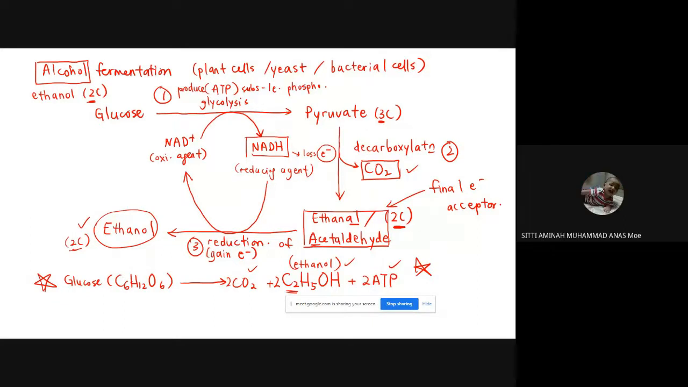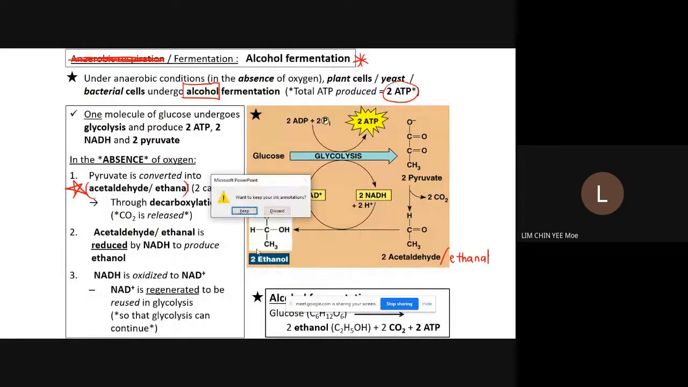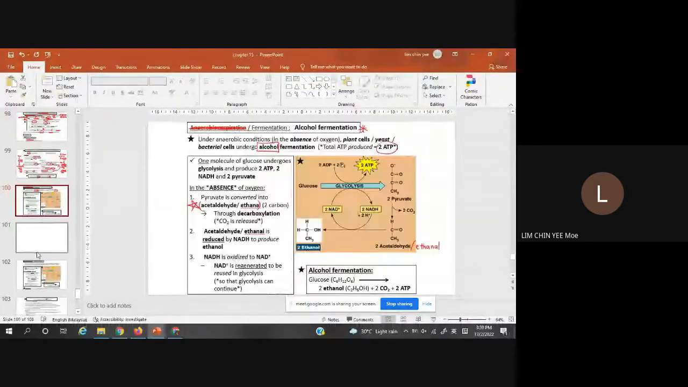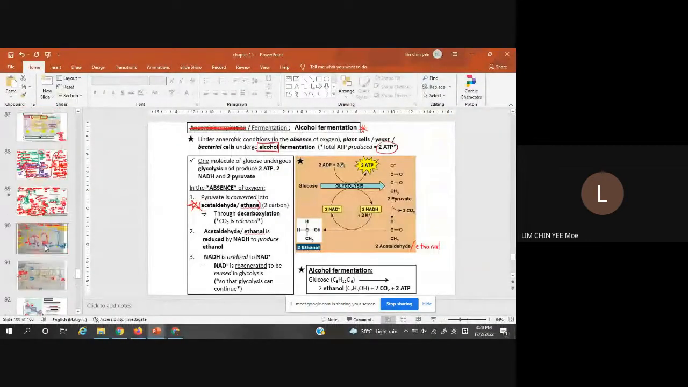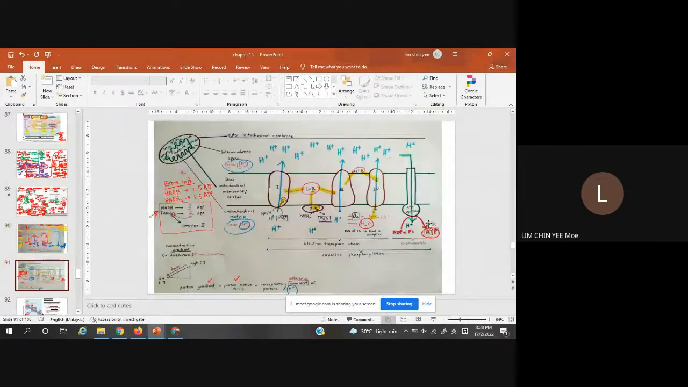Boleh, Miss. Okay, again, I will explain this. Right. Dekat sini, soalan ada je pernah tanya about final electron acceptor. Of course, when we say aerobic respiration, the final electron acceptor is the oxygen. Sebab dia lah yang terima elektron. So dia yang last terima elektron, so dia final electron acceptor.